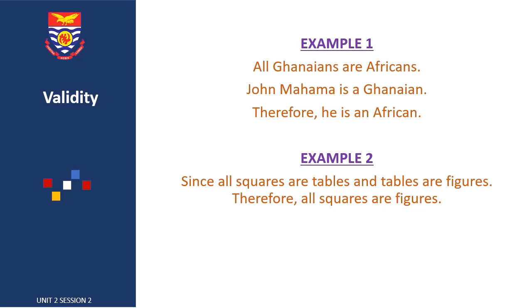Since all squares are tables and tables are figures, therefore all squares are figures. Let me read it again. Since all squares are tables and tables are figures, therefore all squares are figures. This example might look a little tricky, but it is intentionally selected. Let's do the analysis.